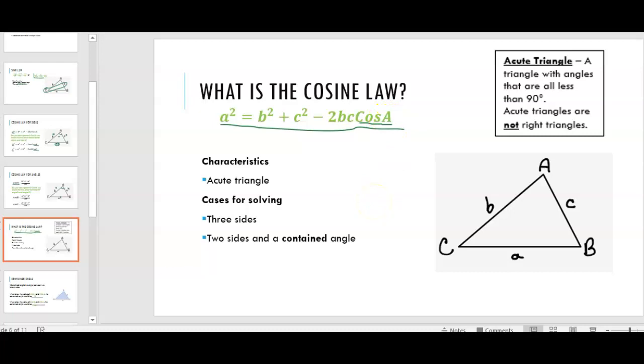When can we use cosine law? This is very important here. Highlight that into your notes. The cases when we can solve the triangle using cosine law. The one case is when all three sides are given to you, and evidently we're going to solve for one of the angles or all the angles. Okay, if three sides are given to you, you know you're going to use cosine law.